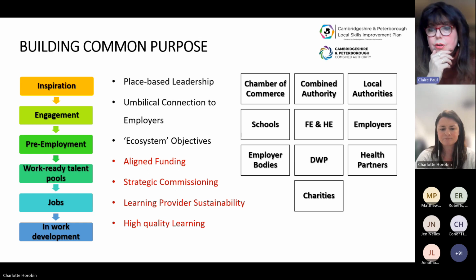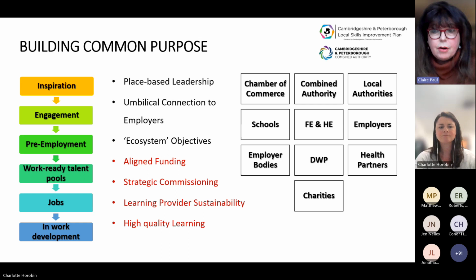What do you need to commission? What are the levels of funding you need to pull together collectively, not as individual organisations, to deliver that? Critically as well, and it goes back, I think, to some of the things that Jen was saying earlier, is how we use that commissioning power and place-making power to support learner-provider sustainability.